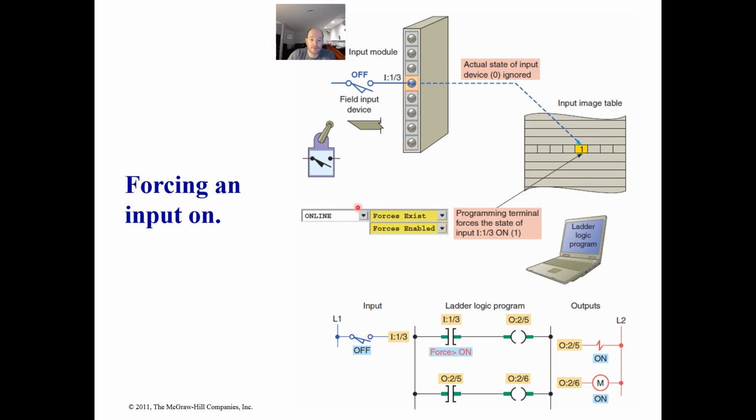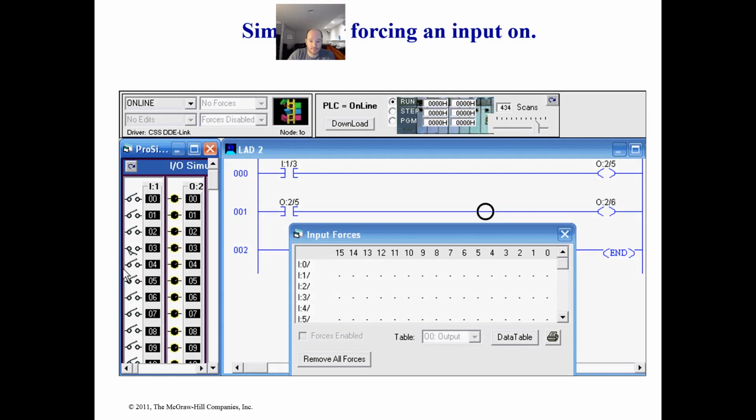Then I need to go up to my toolbar and activate the forces enable, and that will force a 1 in there. You can also do it through the data table, which the video here will show you in a little bit. And that will put that in there, and then these outputs will go on. So will any inputs tied to an output will activate as well. By forcing this on, you are going to control an output in this case. All right, so here's a video.